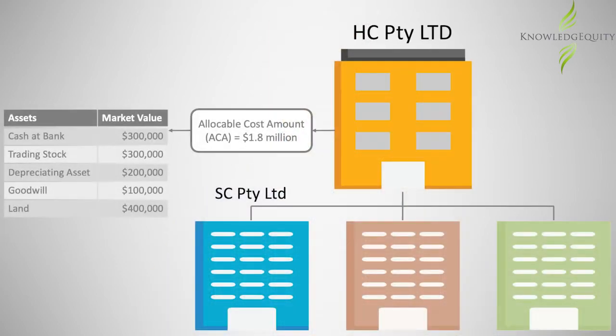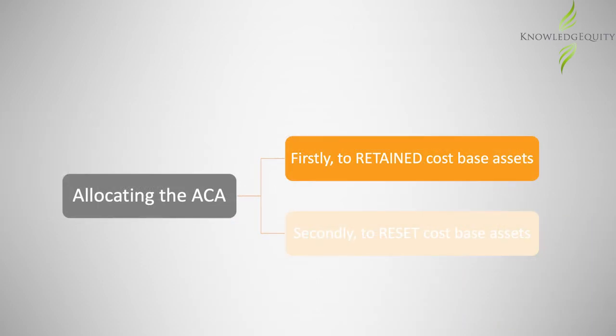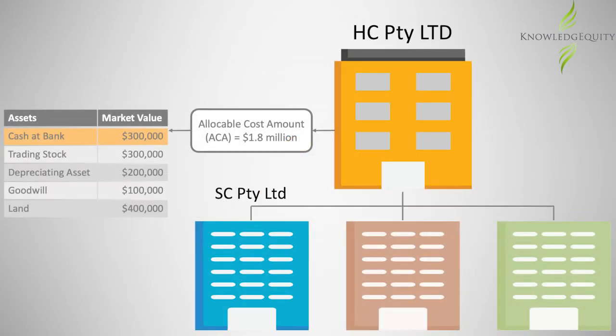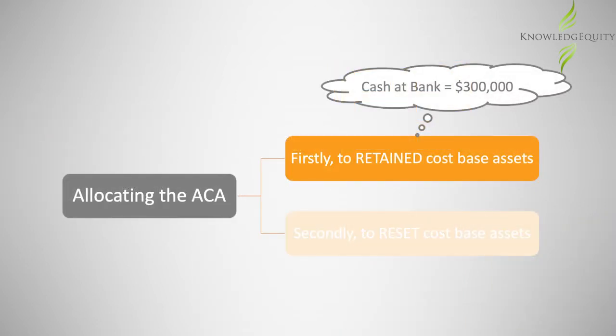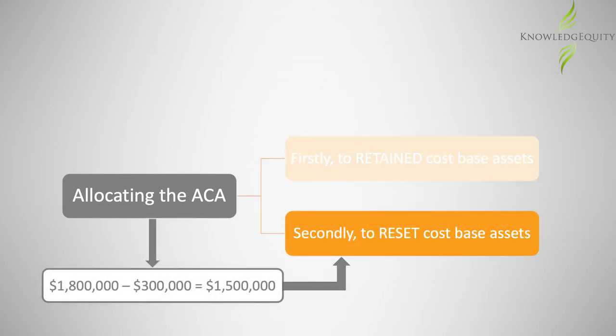Let's revisit the data from the head company of the consolidated group, HC, which calculated its joining subsidiary, SC's ACA. SC's main assets were cash in the bank, trading stock, a depreciating asset, goodwill and land. The first part of the process is to allocate the costs to the retained cost-based assets. Here, there is only one retained cost-based asset, the cash at bank. The balance is then allocated to the reset cost-based assets.